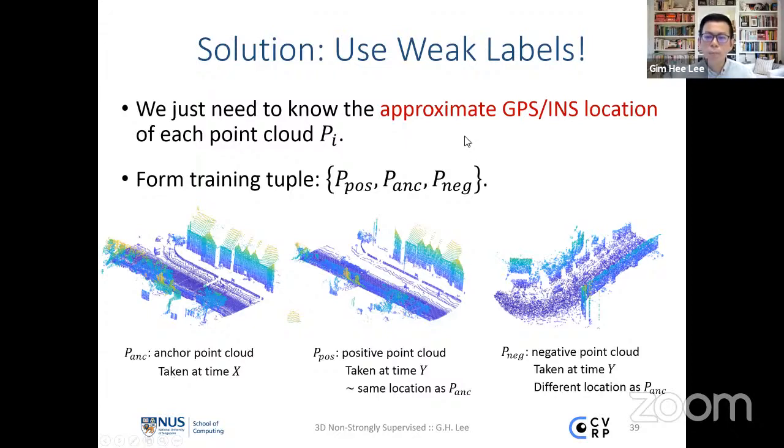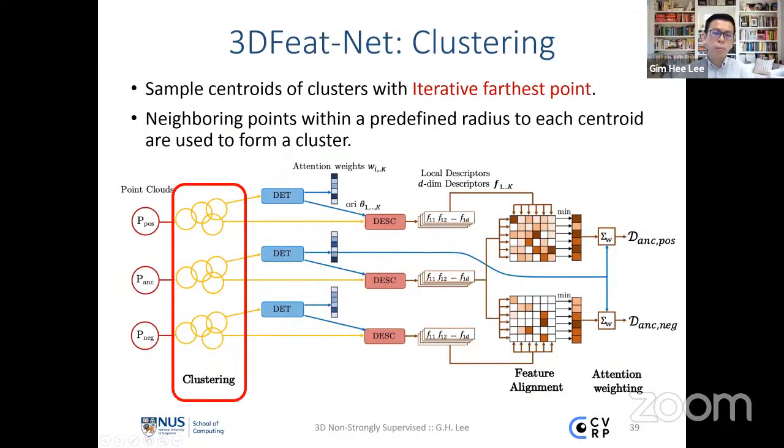This different location can be given by the GPS and INS readings. Now, this is a network architecture of our 3D FitNet. The first step that we do, given all these tuples of the point clouds, would be to do clustering on the input point cloud with what we call the iterative furthest point. So we sample representative points from the input point clouds.